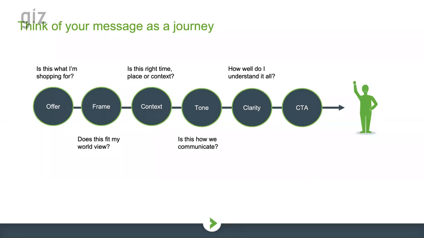Is the message clear? But a clear message about something people don't care about, or in the wrong tone, is still not going to be effective. And then finally, there's the call to action, what we call the CTA. This is what we're asking people to do. It can be implicit or explicit.